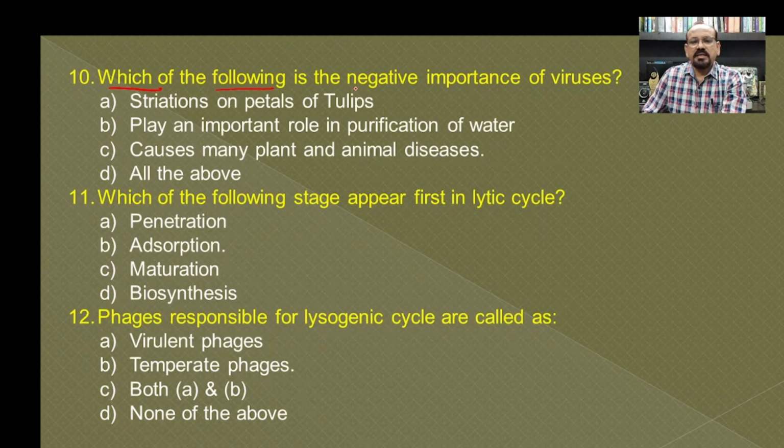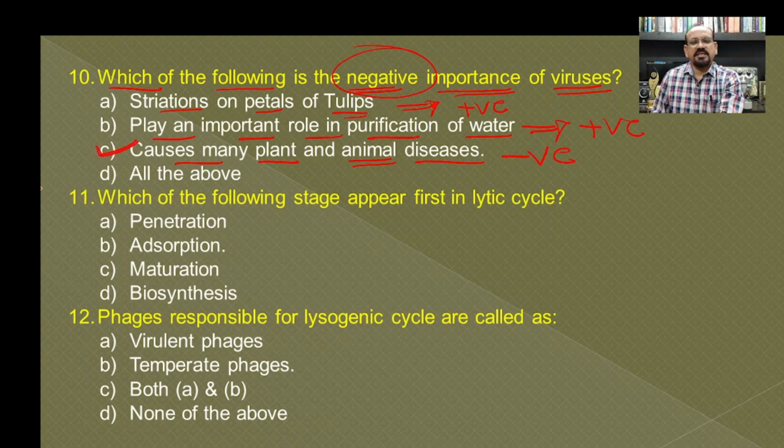Then which of the following is the negative importance of viruses? See the negative importance. Color breaking on the petals of the tulip, which provides a beautiful appearance to the flowers, becomes now a positive importance. Then it plays an important role in purification of the water, and purification of the water is a positive importance. Then causes many plant and animal diseases, and this is the negative importance, and hence the answer becomes C.